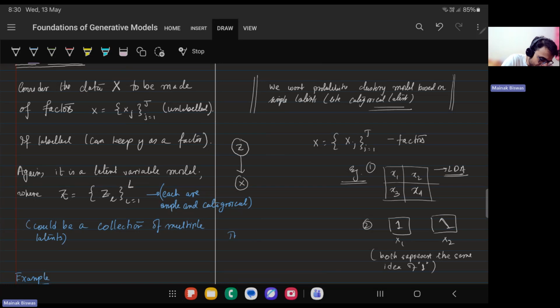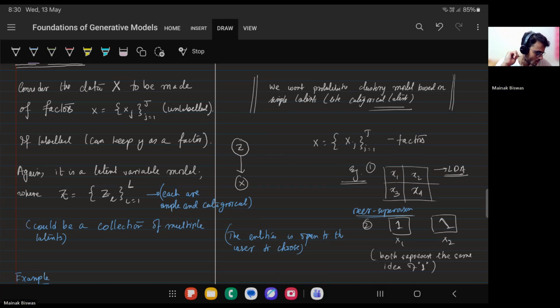The entities are open to the user to choose. You could choose the same category, as we'll see in peer supervision. Or you could patch the data of an image into multiple patches and say the image is made up of these factors. For different data sets, for example multimodal data, you could say that audio comes from one factor, the video is another factor, and the images are another factor. These types of things could be done using RPMs, right? Good.